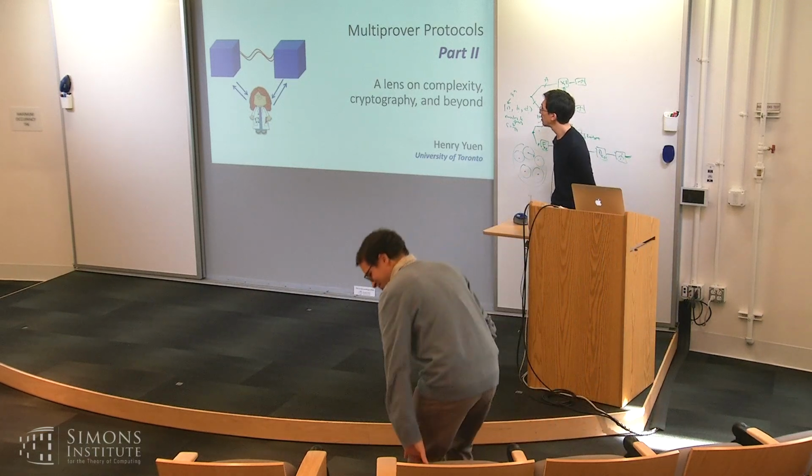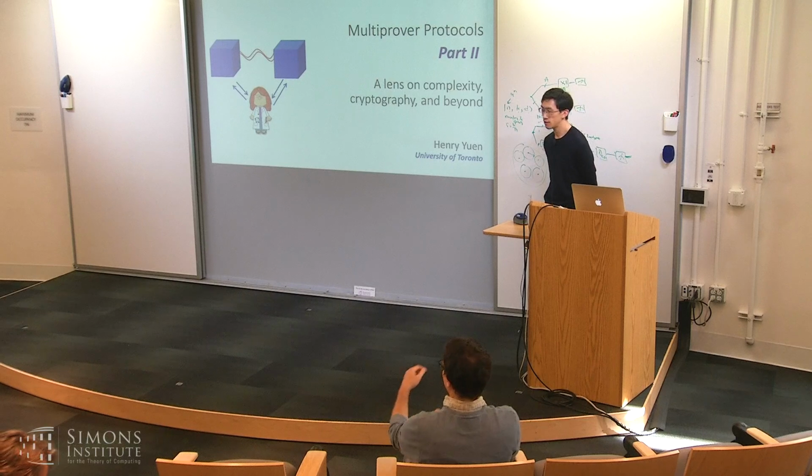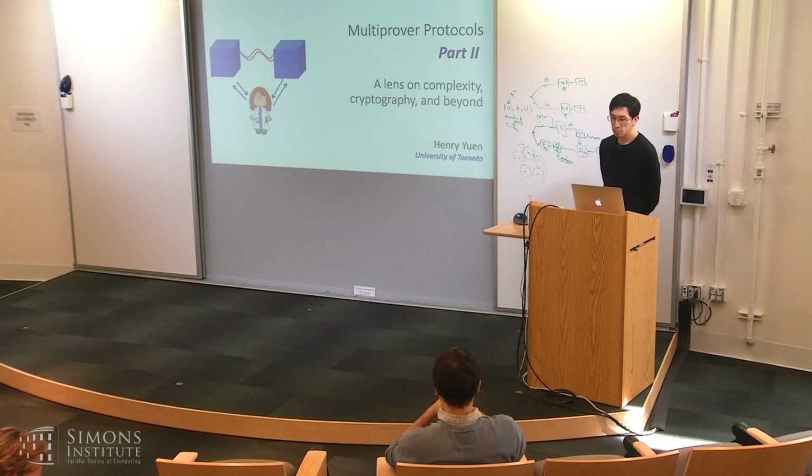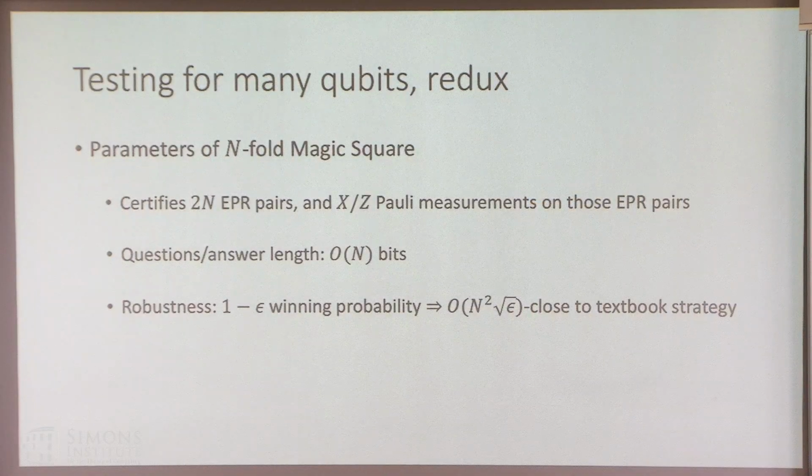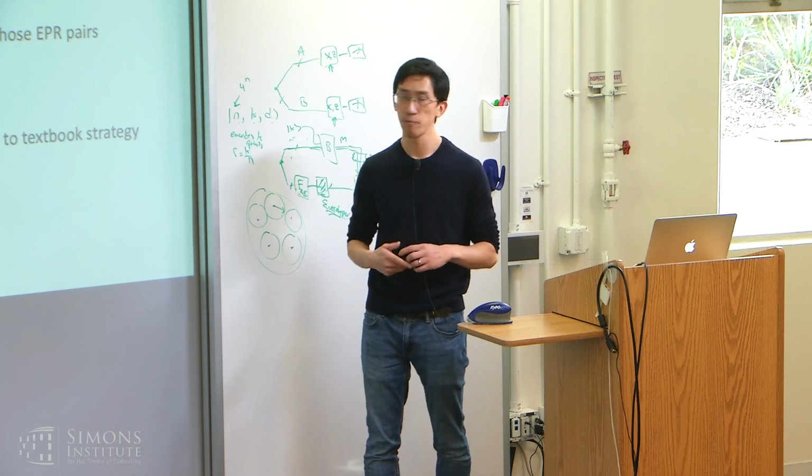Okay, welcome back. So this is part 2 of the talk, and let's jump back into rigidity. So, testing for many qubits. I described one test, which is this simple, repeated magic square game. You play it n times. It's very nice. It certifies 2n EPR pairs, and on every EPR pair, you're performing X and Z Pauli measurements.